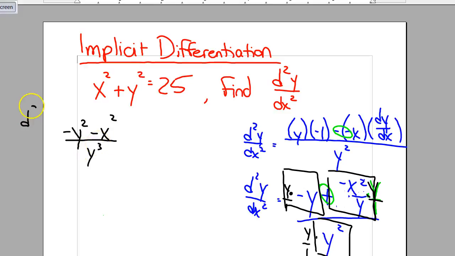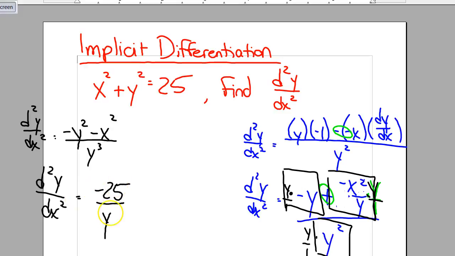I have d2y over dx squared equals that. That is not an incorrect answer. It's not really complete, and these will be multiple choice questions, and you'll have to match up with what they did. I want you to take a minute and see if you can figure out exactly what they did, because they would say that's your answer.